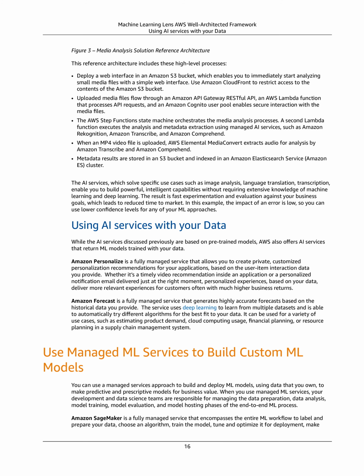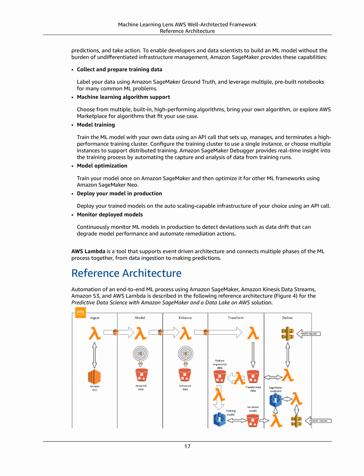Amazon SageMaker is a fully managed service that encompasses the entire ML workflow to label and prepare your data, choose an algorithm, train the model, tune and optimize it for deployment, make predictions, and take action. To enable developers and data scientists to build an ML model without the burden of undifferentiated infrastructure management, Amazon SageMaker provides these capabilities. Collect and prepare training data. Label your data using Amazon SageMaker Ground Truth, and leverage multiple, pre-built notebooks for many common ML problems.